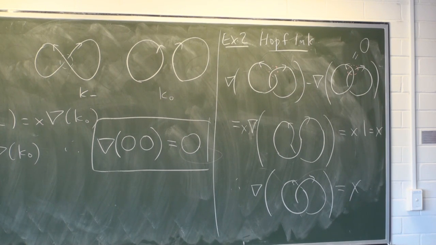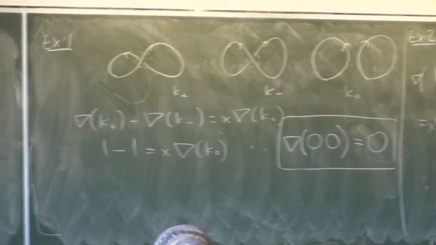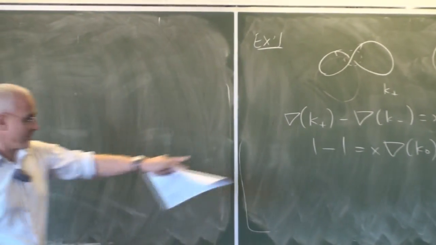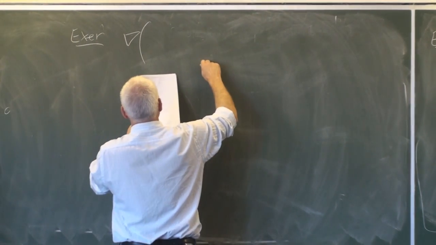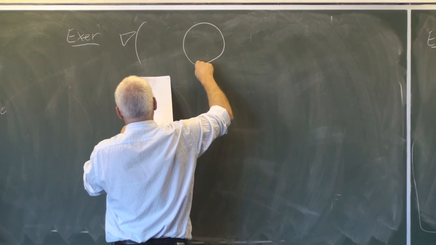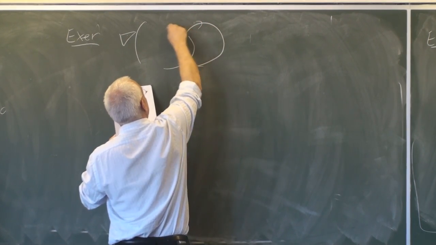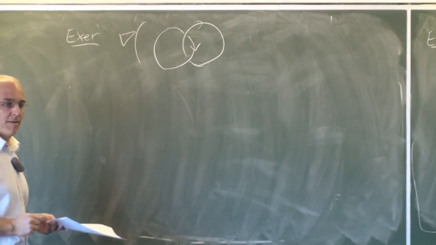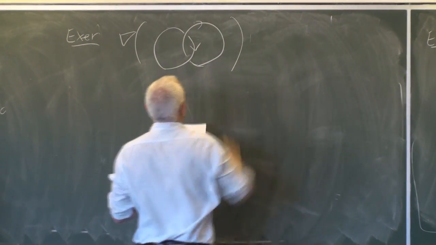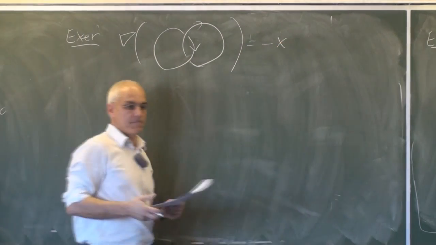And I'll leave it to you as an exercise, not a problem, just to check that if you reverse the orientation of one of these circles, so if you have one circle still going like this, but now the other one going this way, that you get negative what you got in the other case.